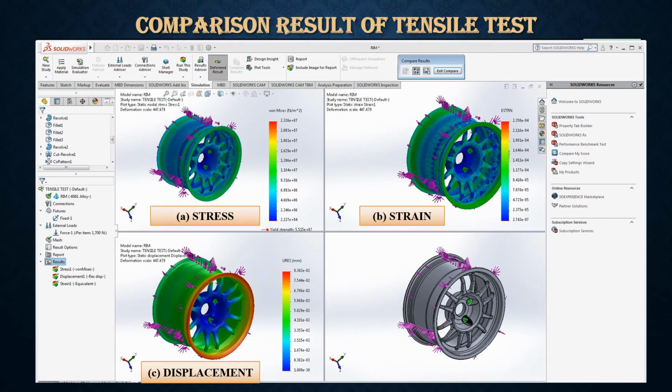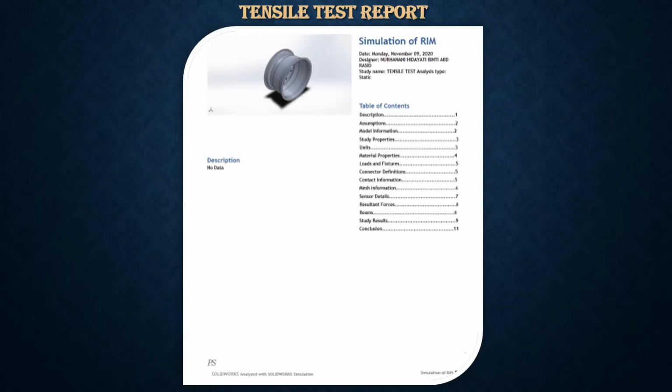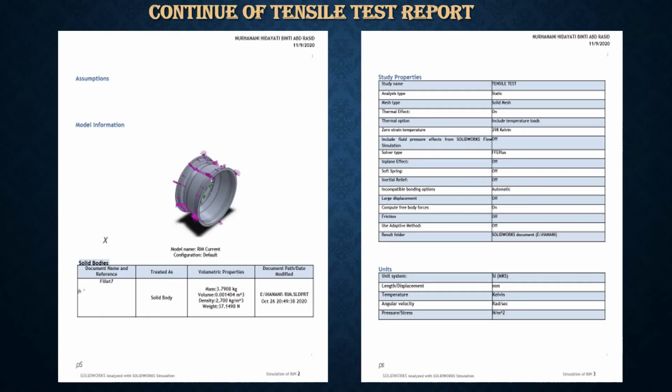This one is the comparison result of the tensile test. A, as we can see, is stress. Second one, B is strain, and C is displacement. Okay, this one is the tensile test report. From this report, we can get the properties of the study.